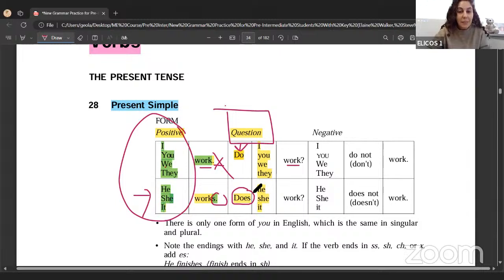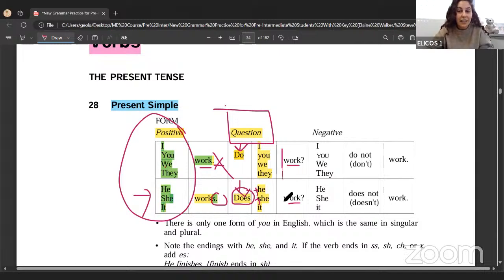But if I'm asking about he, maybe your husband or your friend, or she, your sister or your mother, someone else, then I need to say, does he work in the city? Does she work at home? So we only change this part here.